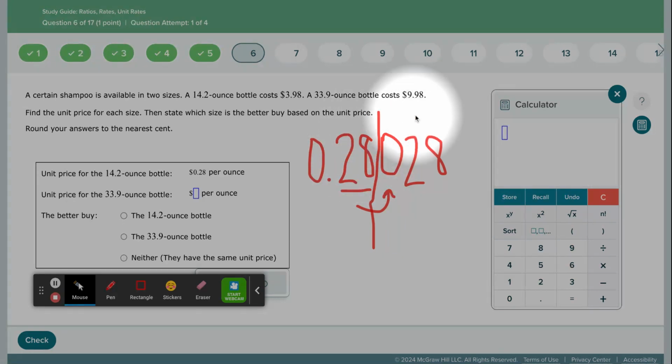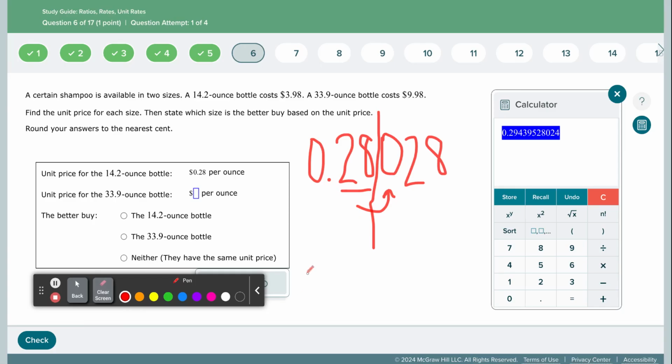Okay. So the second thing is a bigger bottle, right? You're paying $9.98. Your money goes first, and you're dividing that by however many things you're buying, so I'm dividing it by the number of ounces. And again, I get something crazy, right? That is not money format. You only get to go over 2 place values when you're talking about money, and then you have to chop the rest off.